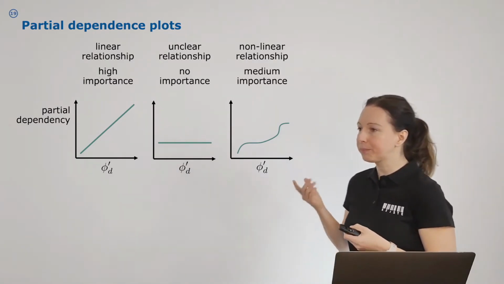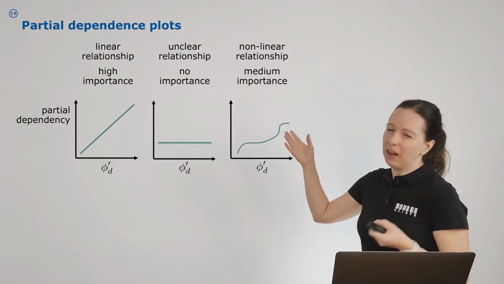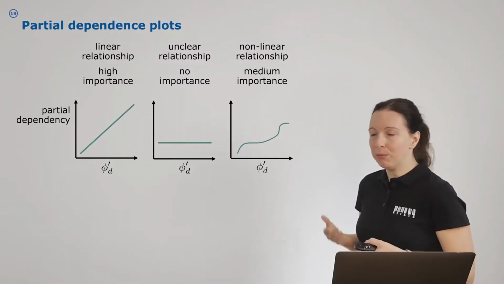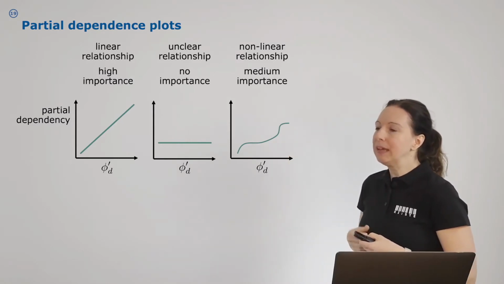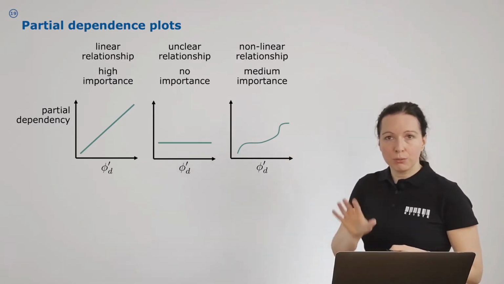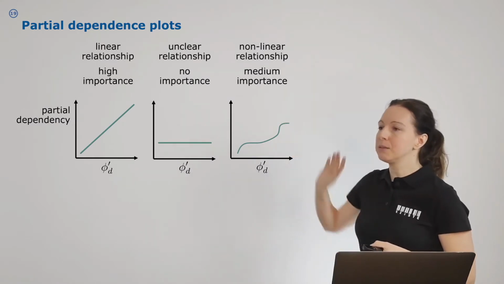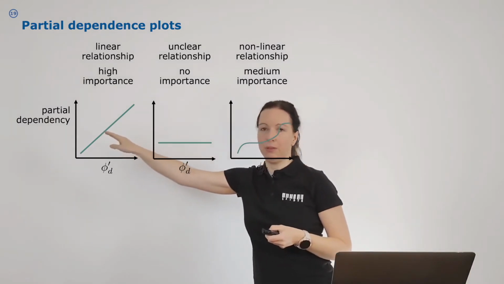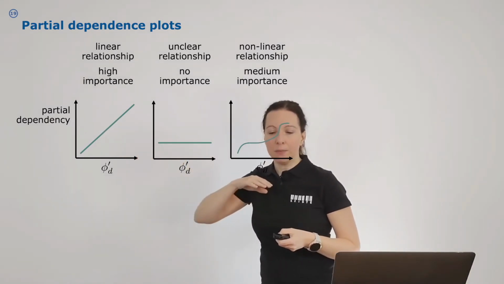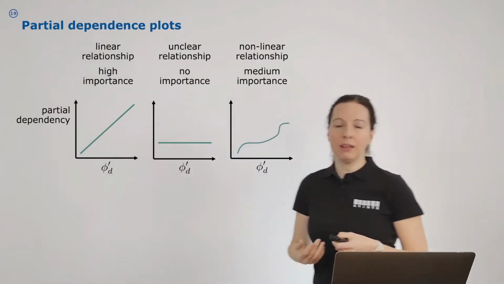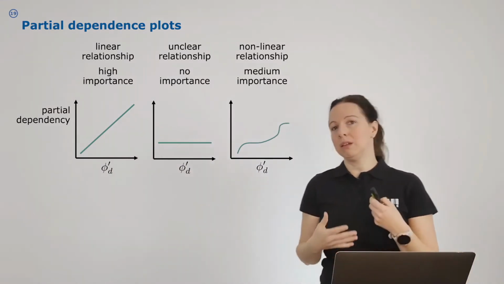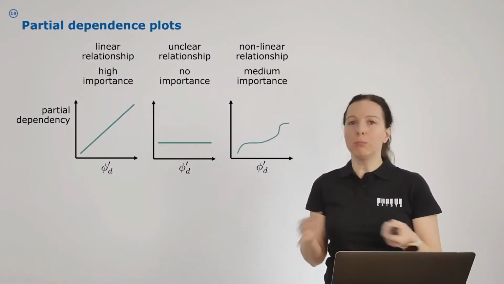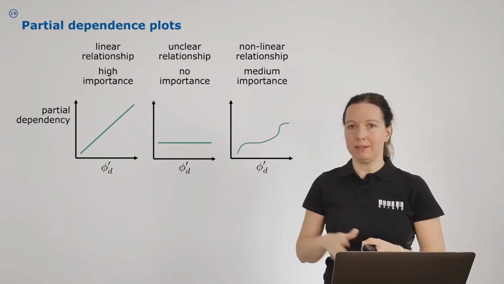And this is how it very likely looks when you perform it. Very often it looks like this. It means you have a non-linear relationship between the input and the output, and it has a medium importance. Medium means just in comparison to this first one. So in the end, it's also your decision how you define when a feature has a high importance or a medium importance. No importance is mostly quite easy, when nothing changed.